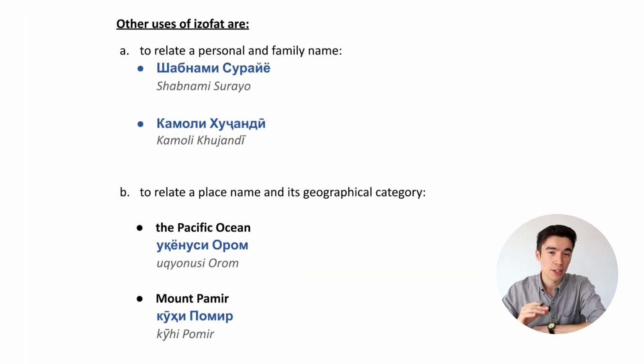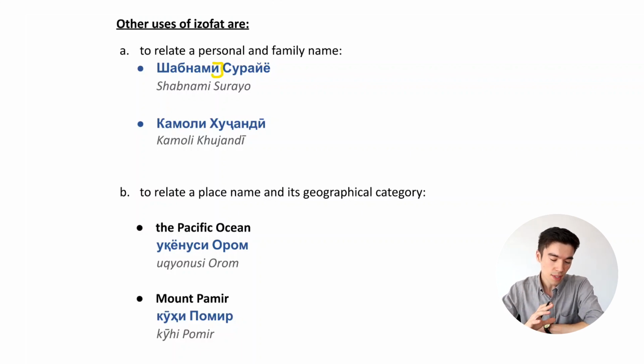Alright, here are some other uses of izofat. The first one, A, to relate a personal and family name. Shabnami Surayo. Shabnami Surayo is a singer in Tajikistan. She is quite famous, and Shabnam is her first name. Nobody calls her Shabnami, but when you say it together with the family name, the full name will be Shabnami Surayo. So E here is Bandaki Izofat.